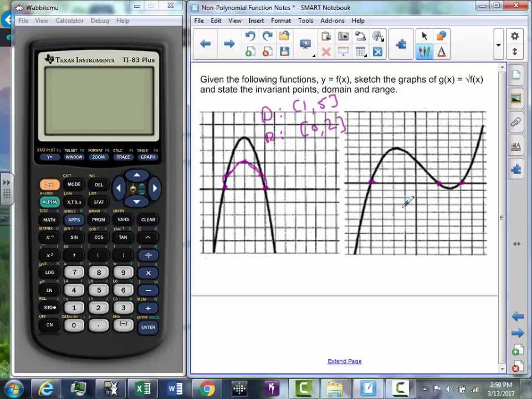The other points that you're going to have are anywhere that x is equal to 1. And you have one of those right here, and right there. Those points aren't moving either. Those are your invariant points.